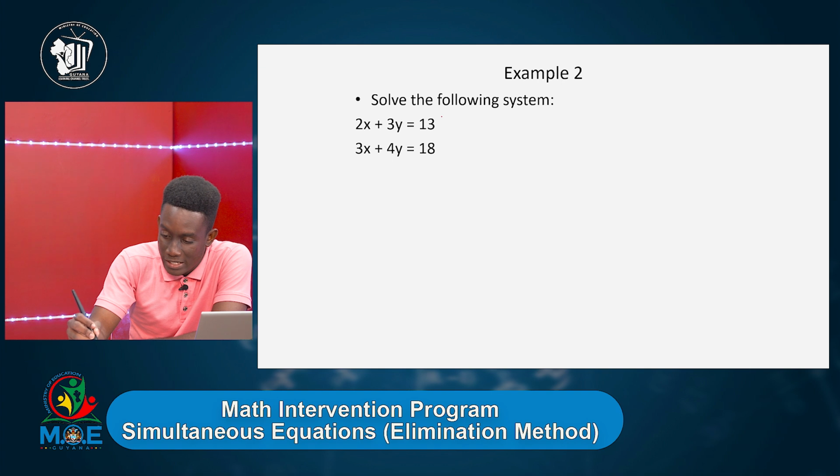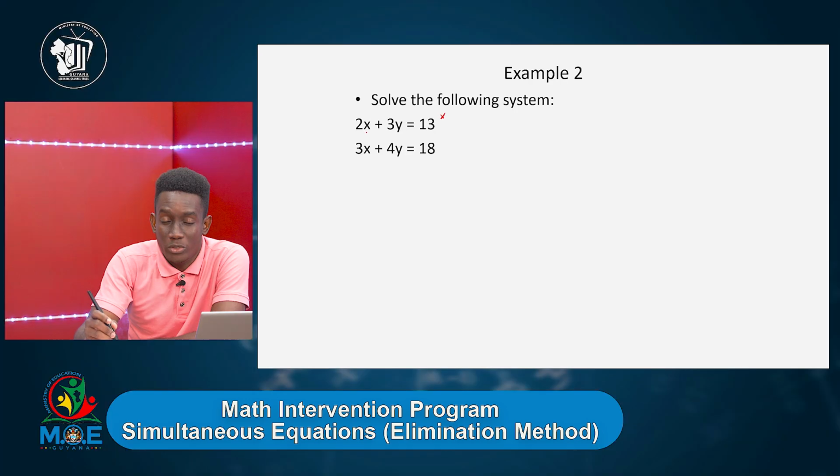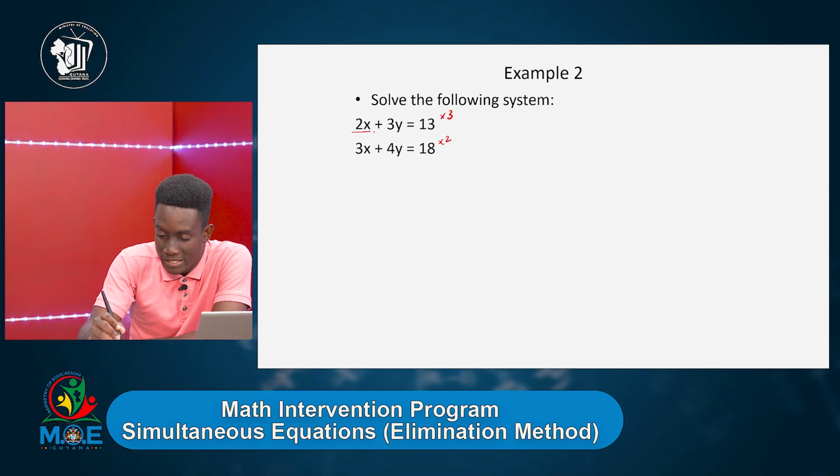I'll multiply the entire equation. We cannot just multiply this term alone, because that will change the equation. We'll end up with a new equation. So for us to make sure that we don't change the equation, we multiply the entire top equation by this 3. And then we multiply the entire bottom equation by this one at the top here, which is 2. So we multiply the entire equations.